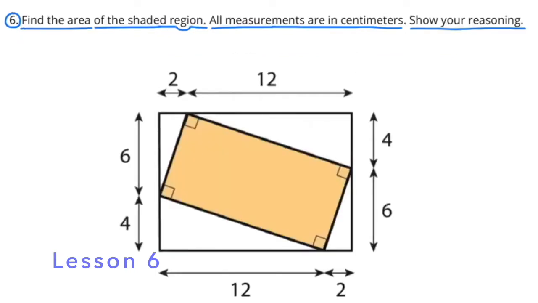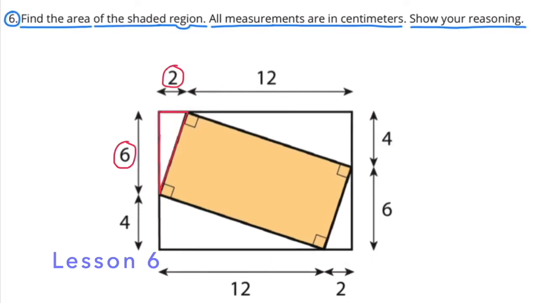Number 6. Find the area of the shaded region. All measurements are in centimeters. Show your reasoning. The shaded region is on the inside of an even larger rectangle. The shape of the shaded region is also a rectangle, and it's sitting at an angle which forms 4 small triangles that are not shaded.